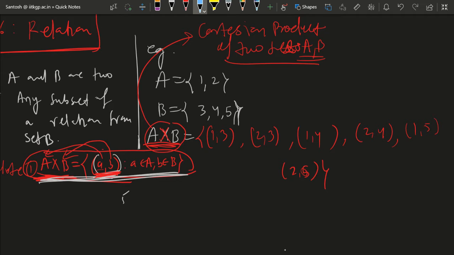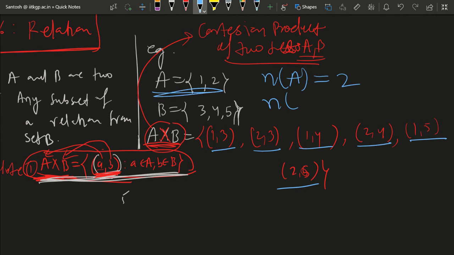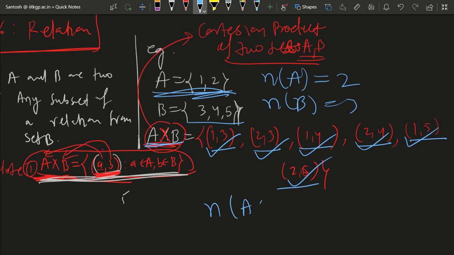Okay, so A cross B is this: 1 3, 2 3, 1 4, 2 4, 1 5, 2 5, fine. So what is the cardinality of A? Cardinality means the number of elements. Okay, so A has 2 elements, B has 3 elements. So how many elements does A cross B have? You can count, right? 1 2 3 4 5 6. So the number of elements in A cross B is 6.